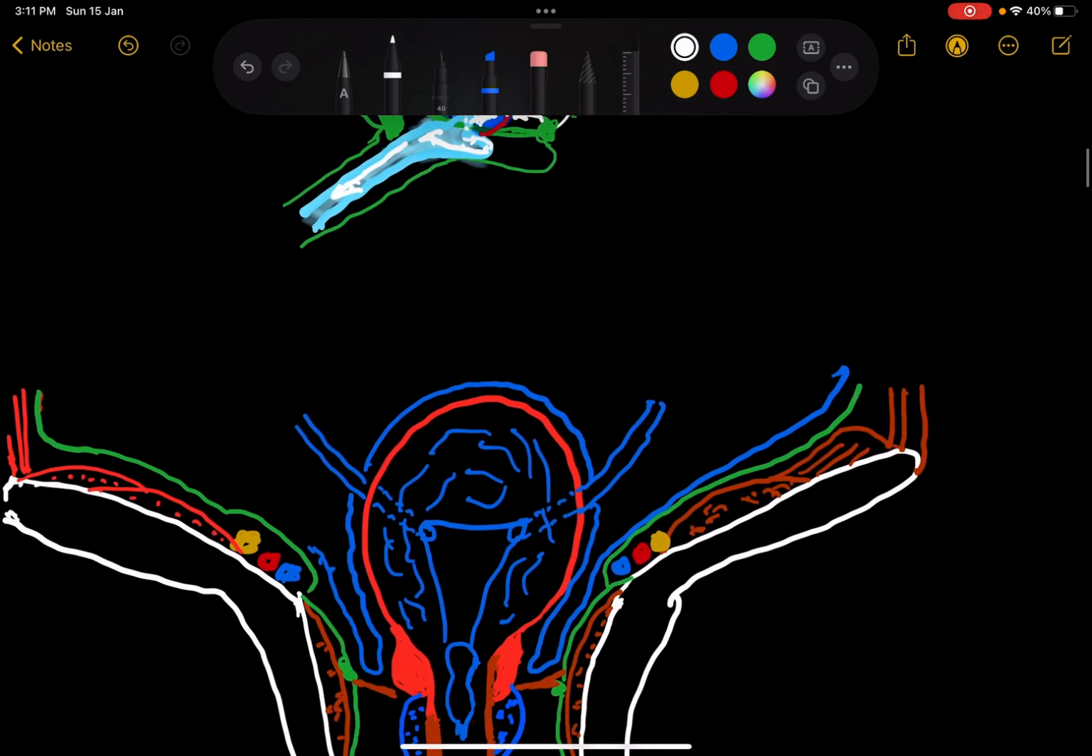Now we look at the section of this bladder. This bladder consists of a muscle, and this muscle is basically crisscross. And blood vessels pass through this muscle. So what happens is that when this muscle gets distended, these arteries get compressed.